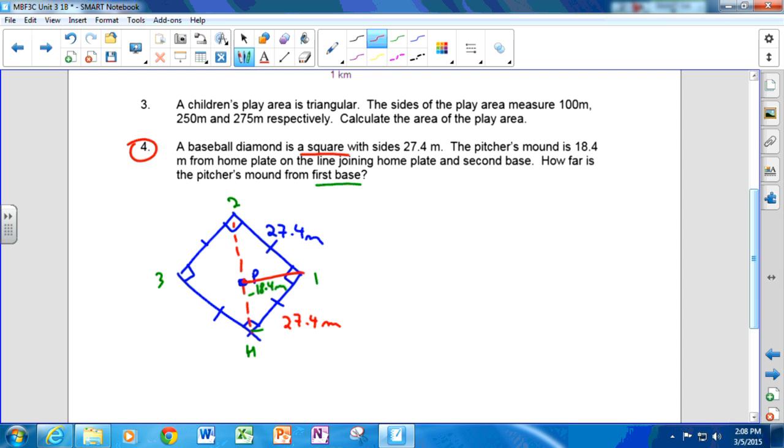I'm going to redraw just the part where this is the pitcher's mound. Okay, this is first base. This is what we're trying to find. Okay, we know that that part. Okay, let's see what we can do here. We know that this is 27.4 meters. This is home plate. This is first base over here. And we know that this is 18.4 meters. Okay. So what do you say?